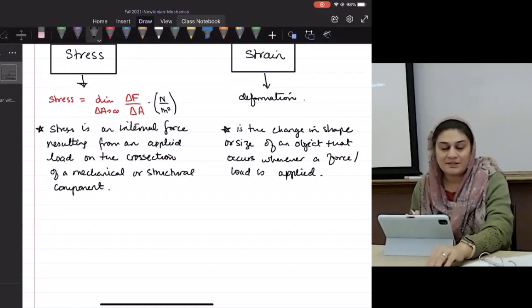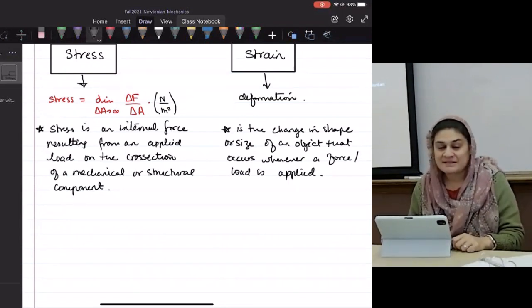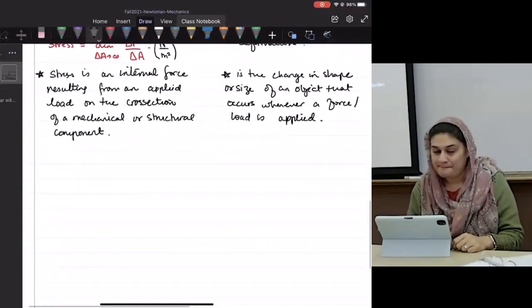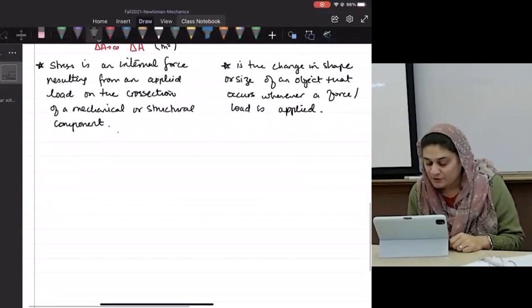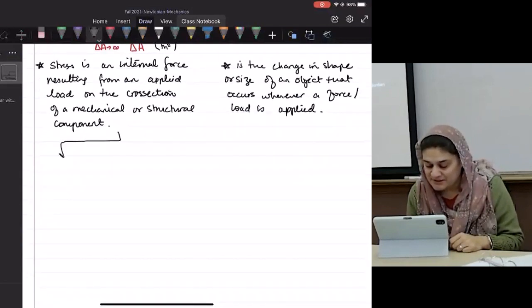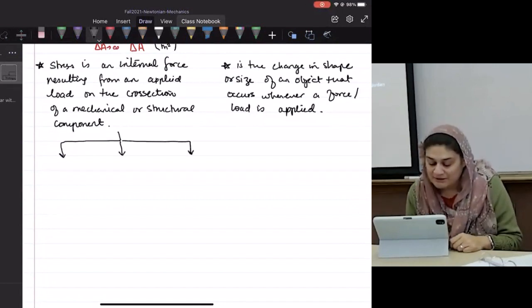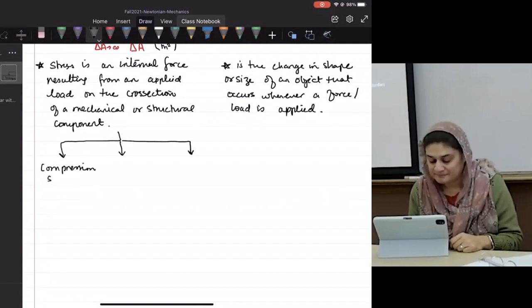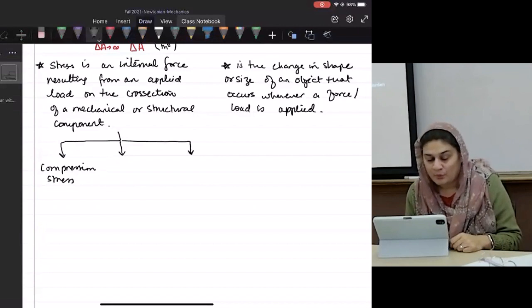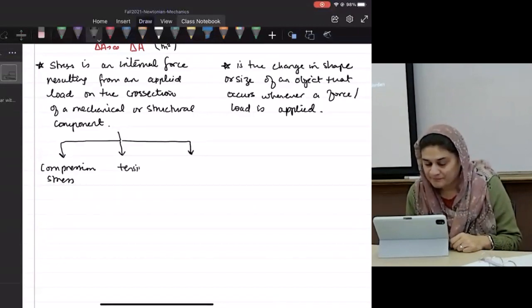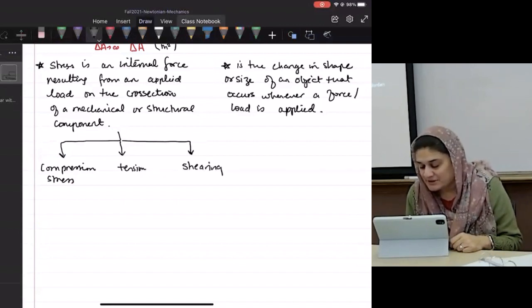I need to tell you guys about stresses as they are applied. So there could be three kinds of stresses, three kinds of stresses. The first one is called a compression stress. We could also have a tension, or we could have what is called a shearing stress.